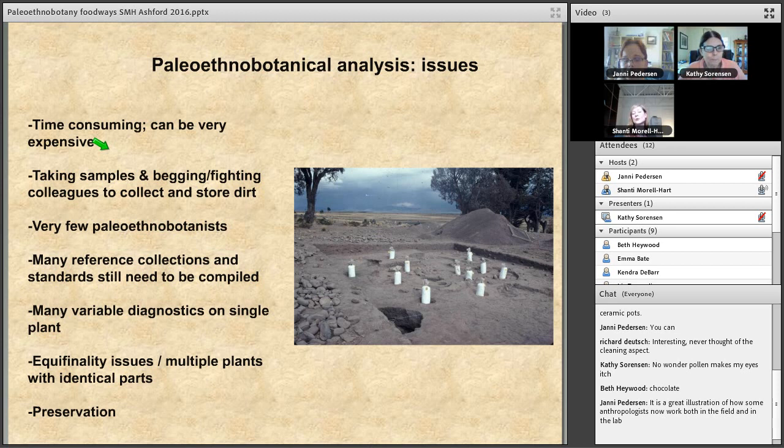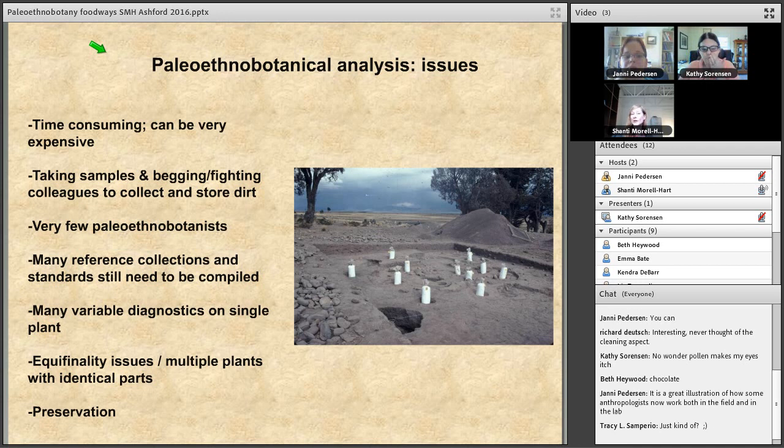There are a lot of issues with paleoethnobotanical analysis. It's fairly time consuming. It can be fairly expensive, depending on what you need to do, how you need to process the material. Taking samples and begging our colleagues or fighting with our colleagues to get enough dirt or enough samples to say something meaningful can be tricky. It might not be surprising, but if you're working on a site and you're asking people to carry out hundreds of liters of dirt per day, at the end of the day when you're tired and hot, there've been a lot of bugs, people are kind of resistant to collecting all this dirt for you and moving it out when they have to carry it sometimes long distances.